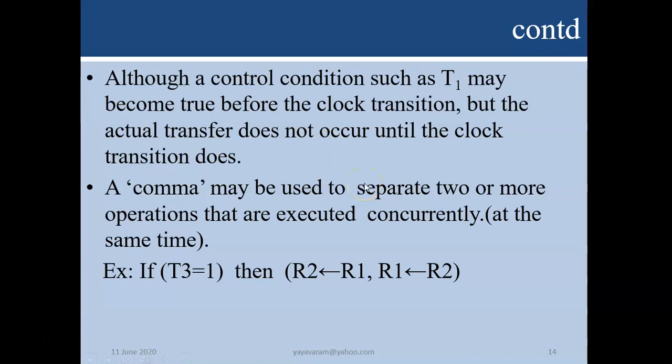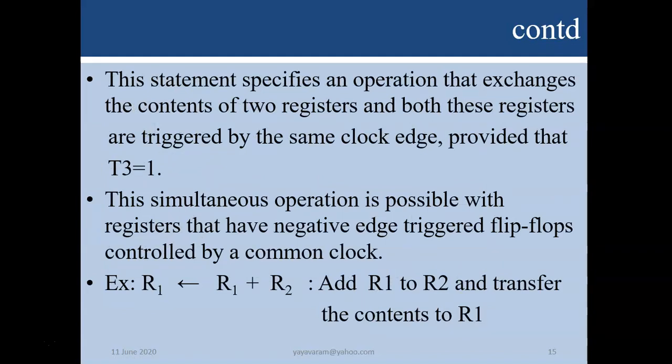Here is a simple example. If T3 is equal to 1, then two transfers take place: R1 is transferred to R2 and R2 is transferred back to R1. That means in parallel, at the same time, when T3 is equal to 1, R1 data is moved to R2 and at the same time R2 data is also transferred to R1. This data transfer takes place simultaneously, concurrently.